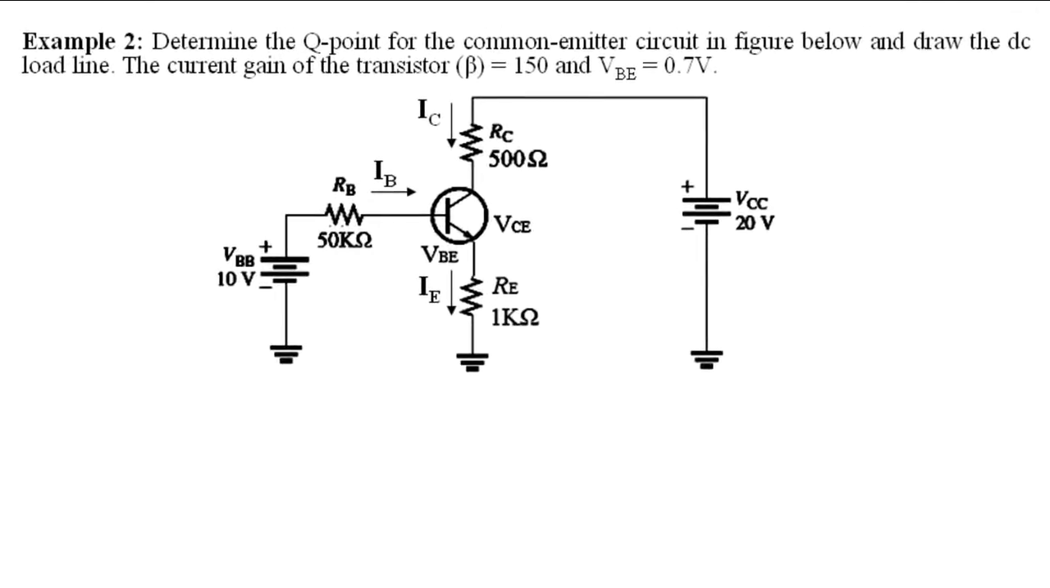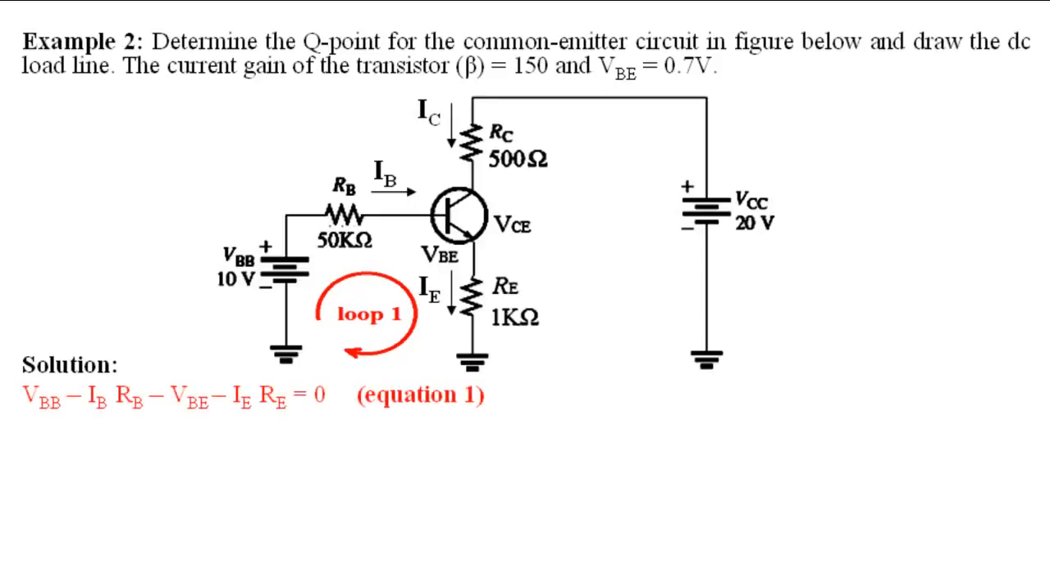Example 2. Determine the Q point for the common emitter circuit in figure below and draw the DC load line. The current gain of the transistor, or beta, equals 150, and VBE equals 0.7 volt. Solution. First of all, we apply Kirchhoff's voltage law to loop 1, and we get equation 1. In this equation, we have two unknowns, which are IB and IE.